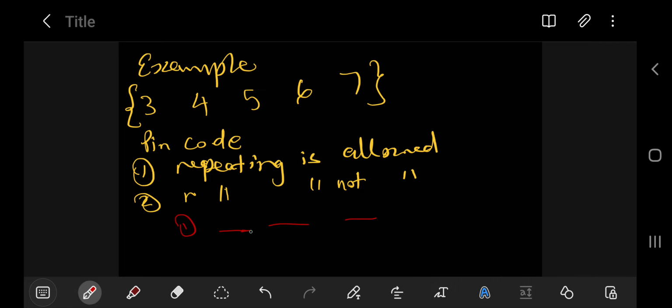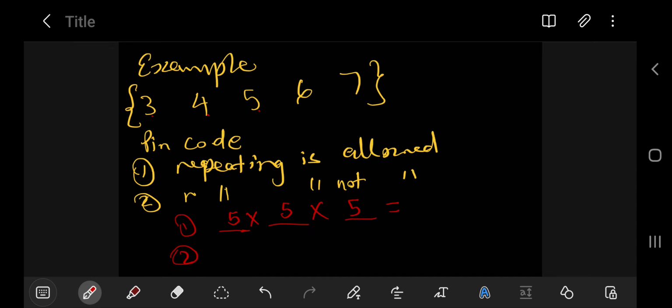So for the first digit, how many options do you have? You have 3, 4, 5, 6, and 7. So you have 5 options in total. If repetition is allowed, for the second entry, you have 5. Third one, you have 5, right? Then you get your answer.